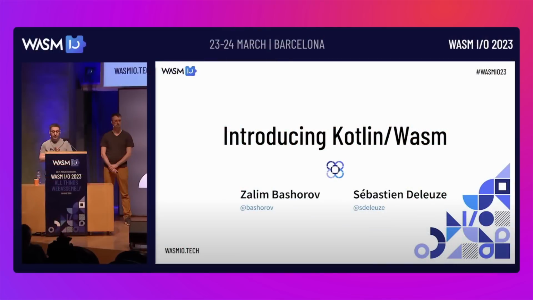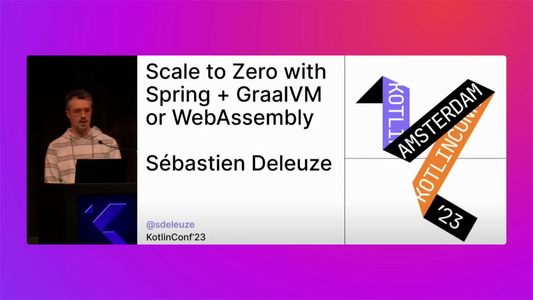If you want to get an even broader picture of Kotlin for WebAssembly, there's two more talks that I can recommend that you check out. There's the Introducing Kotlin for Wasm talk by Salim and Sebastian. Salim leads the Kotlin Wasm team at JetBrains, and we briefly mentioned Seb before when we talked about CoWasm. And he also gave another talk at KotlinConf, Scale to Zero with Spring and GraalVM or WebAssembly, which you might also be interested in. Both of those are linked down below as well.